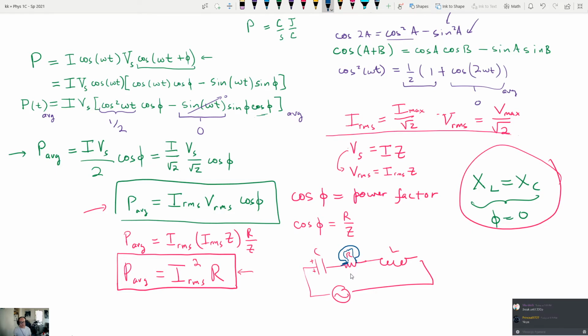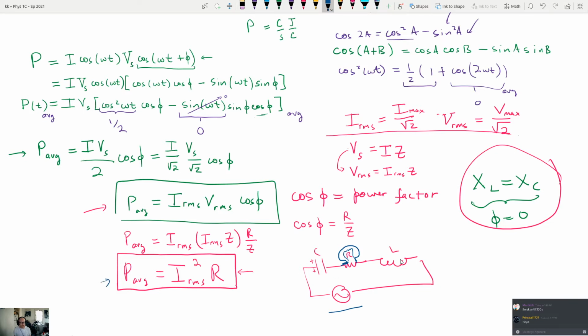what this means is that the source has to constantly be pumping energy into the system in order to keep the light bulb lit, right? The moment that the current stops flowing, the light bulb is not going to be lit anymore. So the source has to deliver enough energy to keep the light bulb lit. That's kind of what this equation says to me.